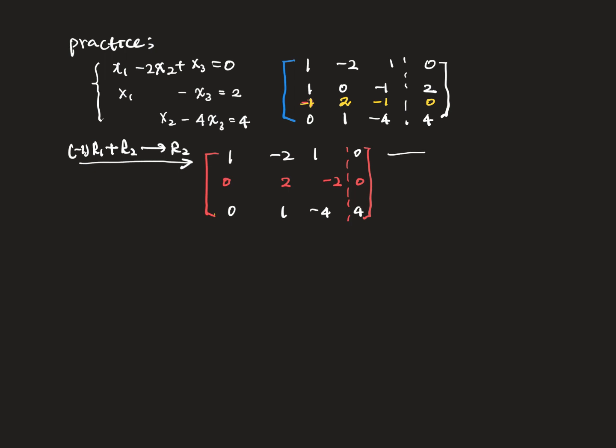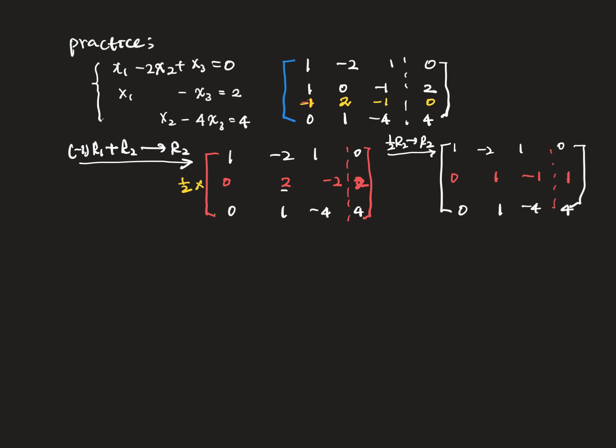Okay, now go here. This guy should be 1. This whole row we make 1, so I'm going to divide by 2: one half R2 goes to R2. So you have 0, 1, negative 1. Oh, sorry, 2 here, guys. So here is 1. The other things are the same: 1, negative 2, 1, 0, and 0, 1, negative 4, and 4.